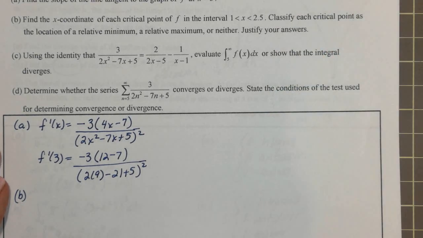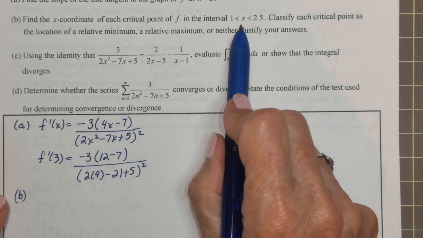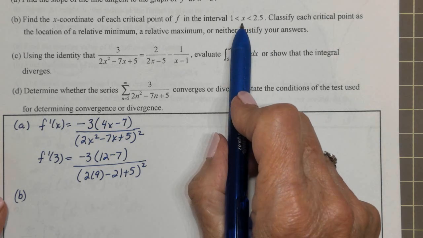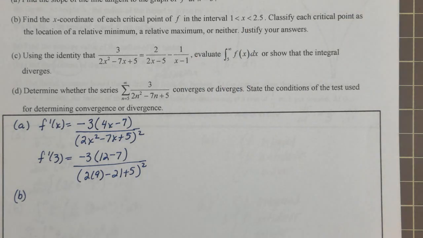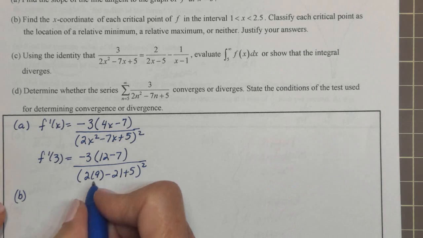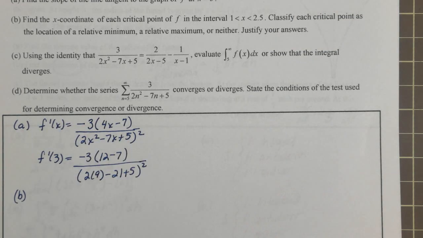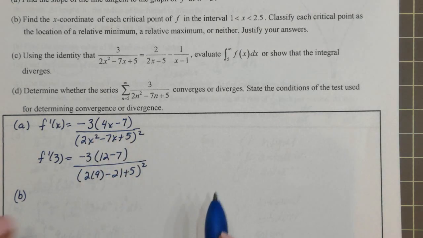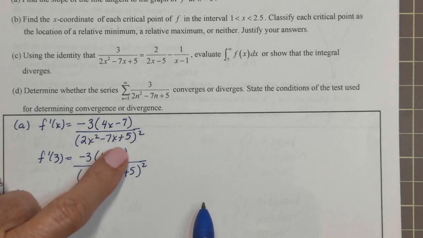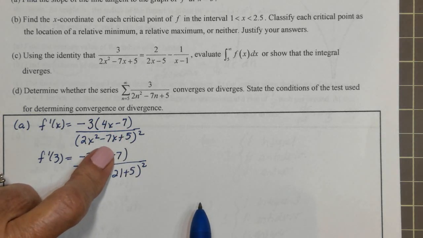Find the x-coordinate of each critical point of f in this interval. Classify each critical point as a location of a relative min, max, or neither. Alright, critical point is when f prime is 0 or undefined. So, I know what f prime is. I found it in part A. Finding out where it's 0 is easy. I need to take a look at what makes it undefined.